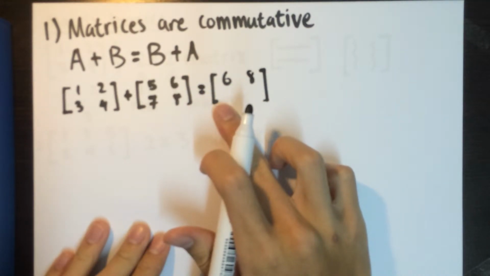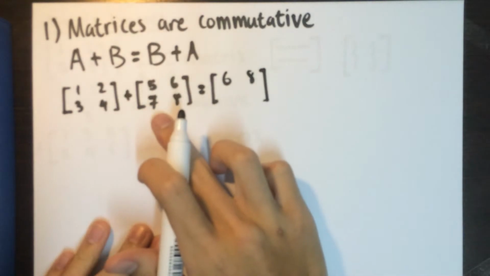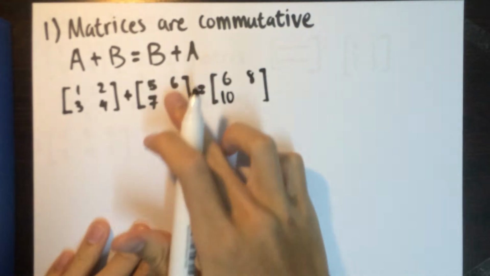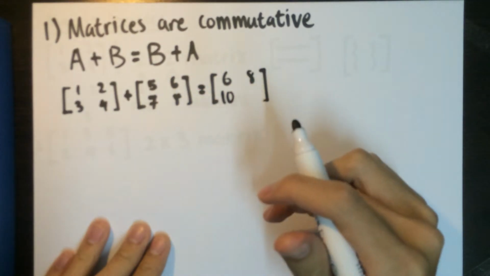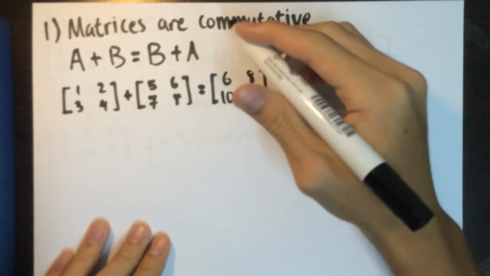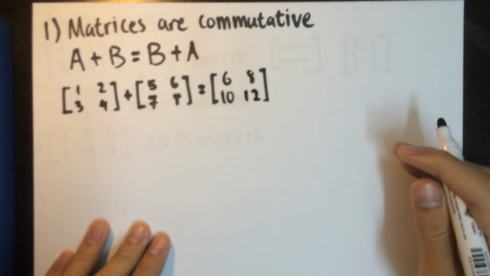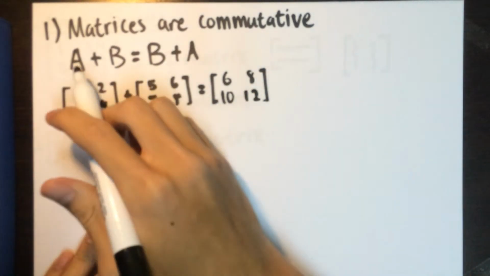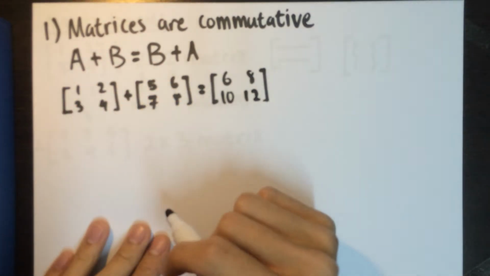Second row, first column, 3 plus 7, you get 10. And lastly, second row, second column, 4 plus 8, you get 12. So this is what we call the matrix A plus B.